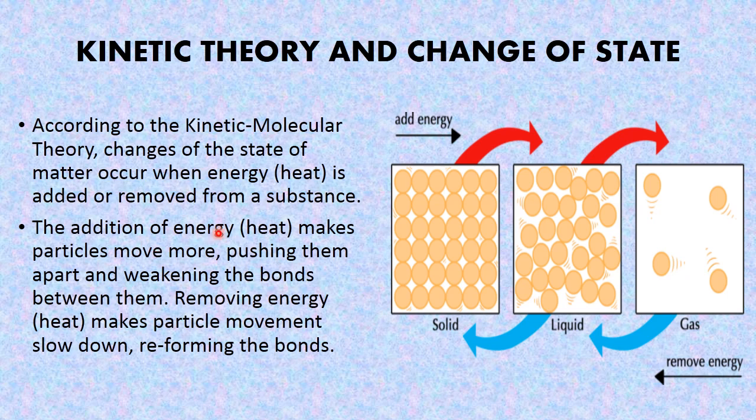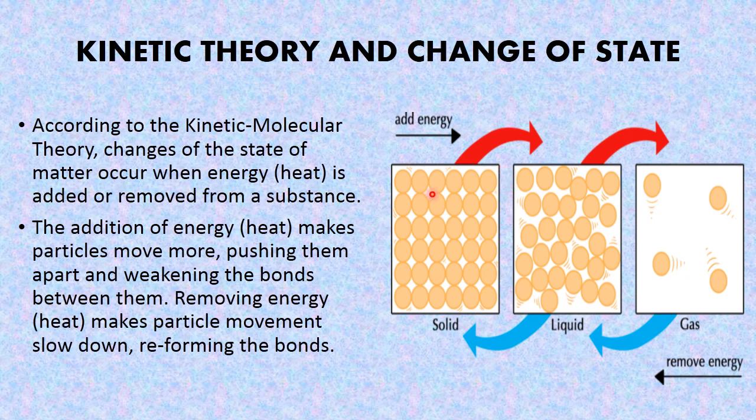energy. Now, the addition of energy, which is heat, makes particles move more, pushing them apart and weakening the bonds between the particles. Removing energy, that is heat, makes particle movement slow down, reforming bonds. So this is the summary of how the kinetic theory and change of state works.